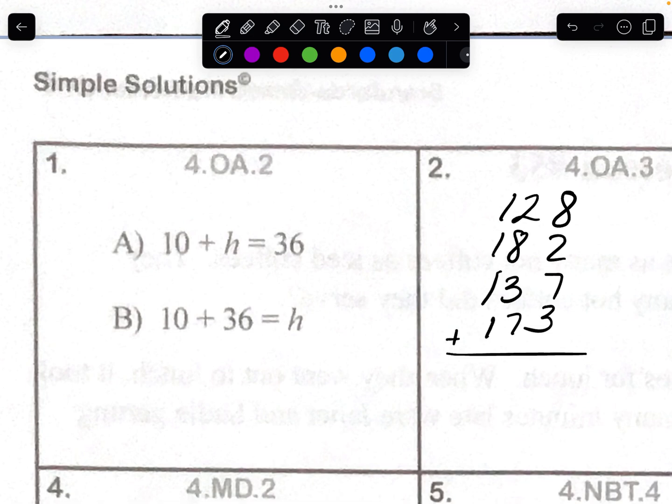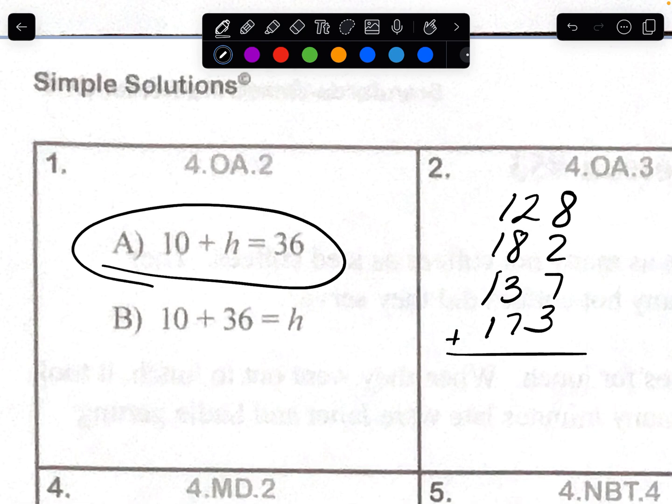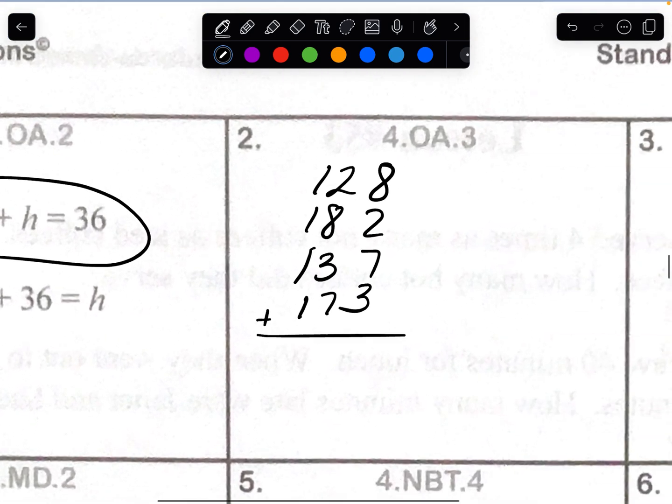All right, number 1, we're talking about some hockey pucks. They're saying that her goal is 36. It's 10 more than she shot yesterday. What equation could you use to represent how much she shot yesterday? This is A. To find H, you subtract for 26 hockey pucks.